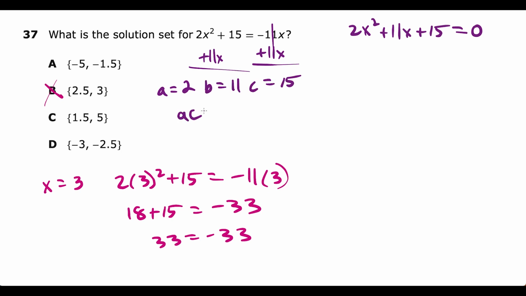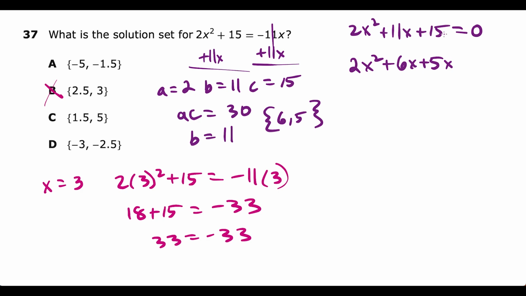And we want two numbers that have a product of 2 times 15, which is 30, and a sum of 11. And the two numbers that multiply to 30 and add up to 11 are going to be 6 and 5. So now you take 11x and you break it up as 6x plus 5x. You tack on the plus 15, and this is equal to 0.